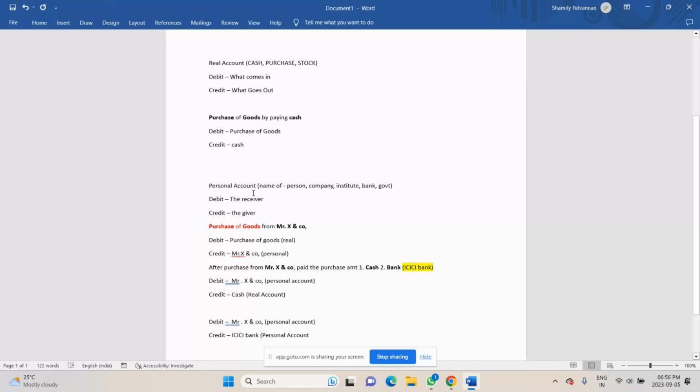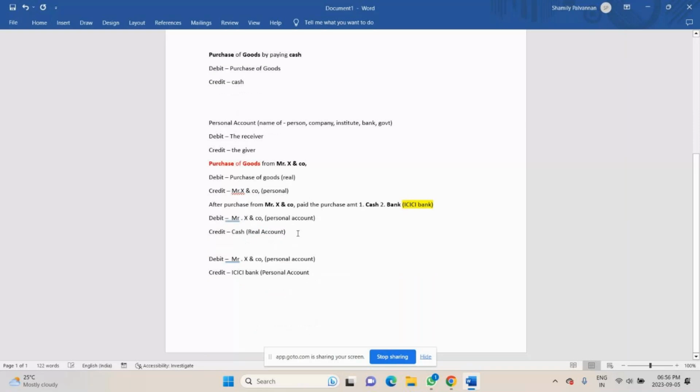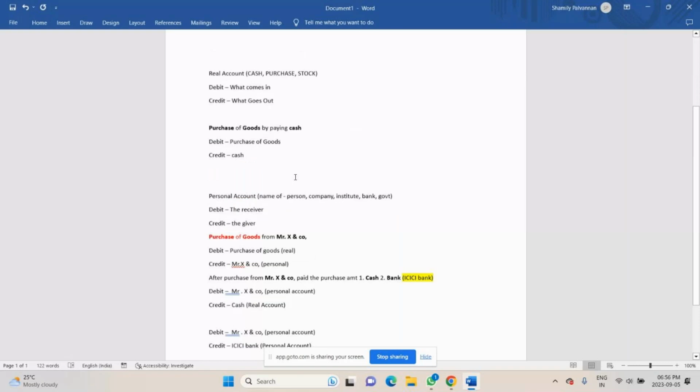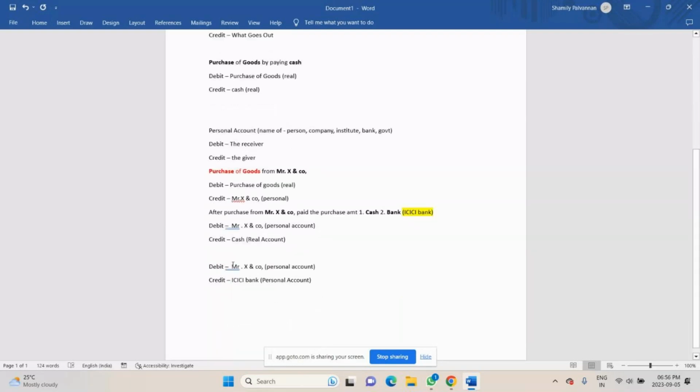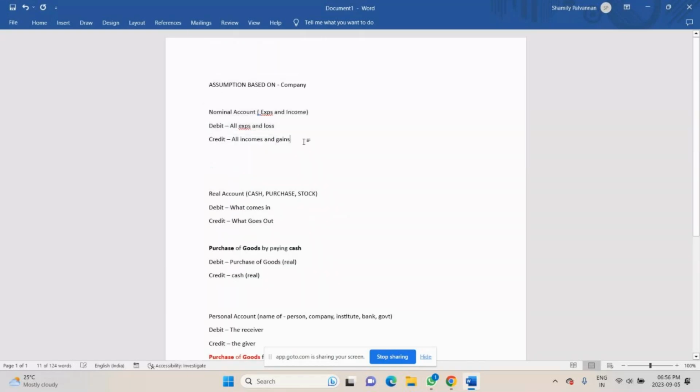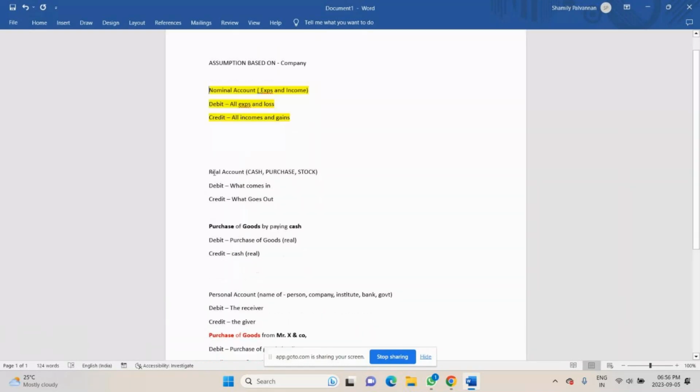And there is the other example. So purchase of goods, this is a real account, and this is also a real account. Okay, so these are the three rules which you have to remember. So let me highlight this. If anybody wants to make a note of this, you can make a note of this.